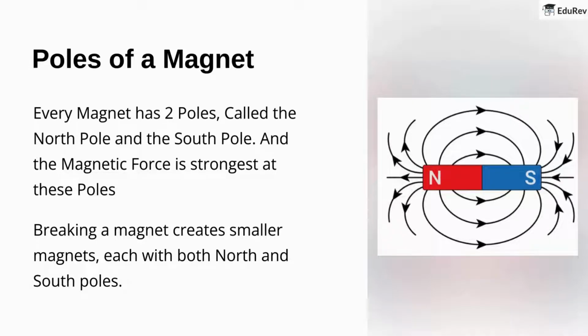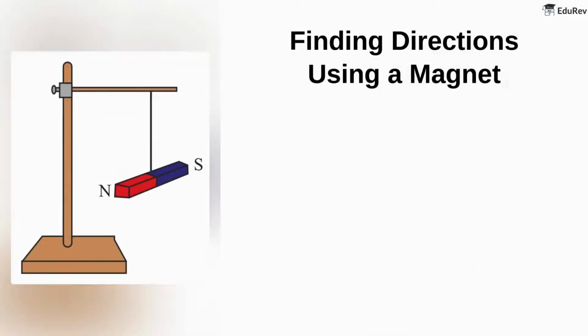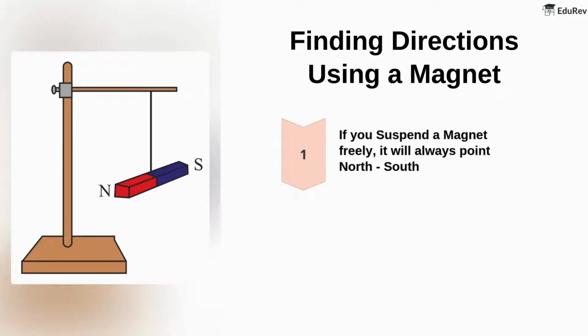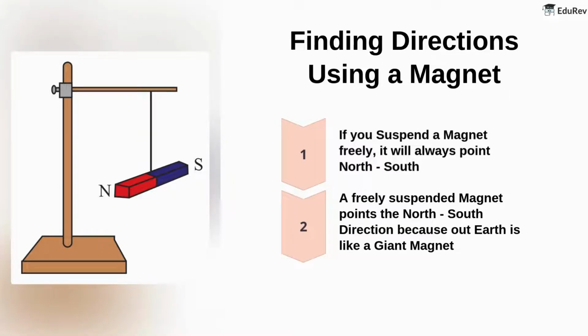Let's see how we can find directions using magnets. Finding directions. Magnets are not just fun, they're also useful. If you suspend a magnet freely, it will always point north-south. You can even try this yourself. A freely suspended magnet rests along the north-south direction because our Earth itself behaves like a giant magnet.